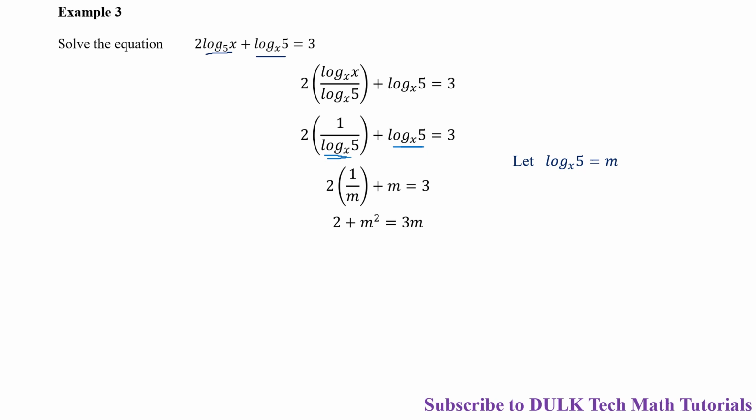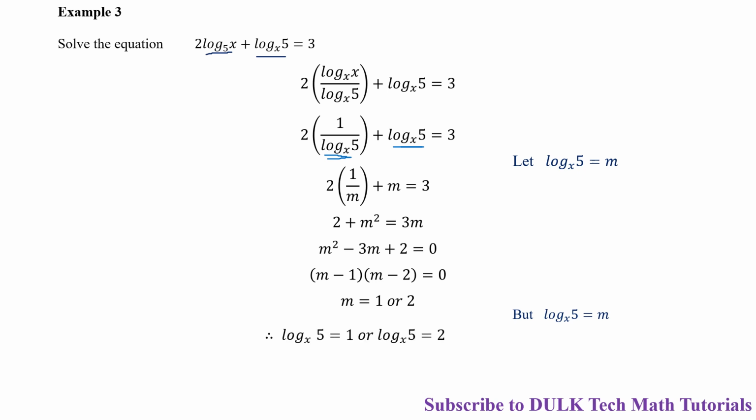Right, this is now a quadratic equation. Let's take this 3m to the left hand side. We find out that m squared minus 3m plus 2 is equal to 0. Let's factorize this one and solve for m. If we factorize this quadratic expression on the left hand side, we find m minus 1 times m minus 2, and this is equal to 0. So the roots are 1 and 2. But we are solving for x, and m is equal to log 5 base x. So let's take this back into the equation.